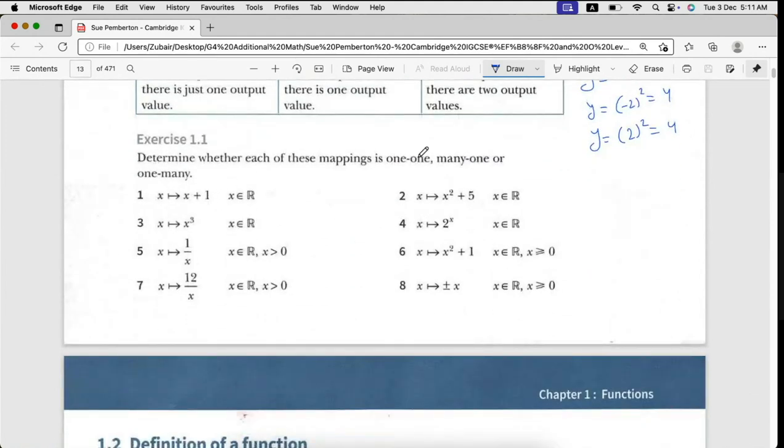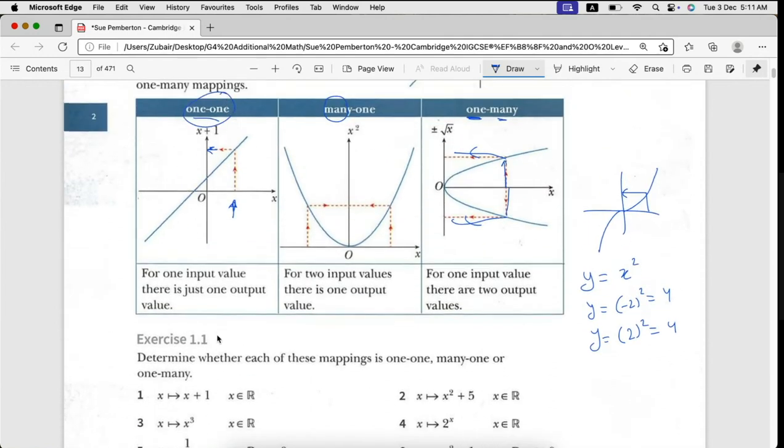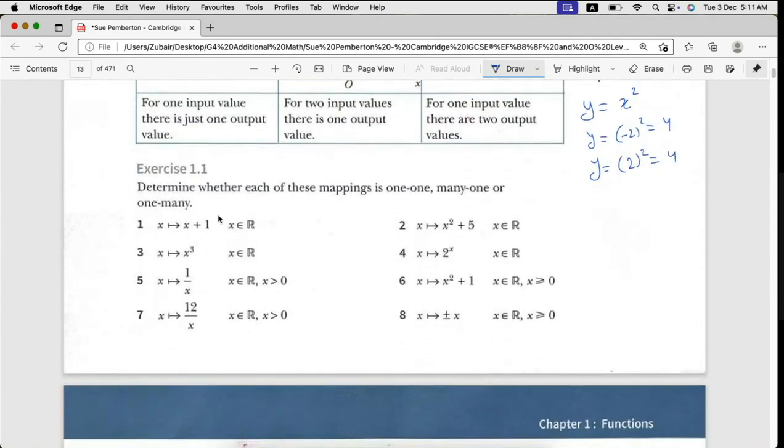Determine whether each of the mappings is one-to-one or many-to-one or one-to-many. So first of all, we've just identified that one-to-one is linear. So let me just look at all the linear functions. The first one is linear, so that is 1 to 1. And this is 1 to 1. And when we see 12 over x, the graph looks like this. So with 1 x, I'm getting only 1 y. So that's again 1 to 1.